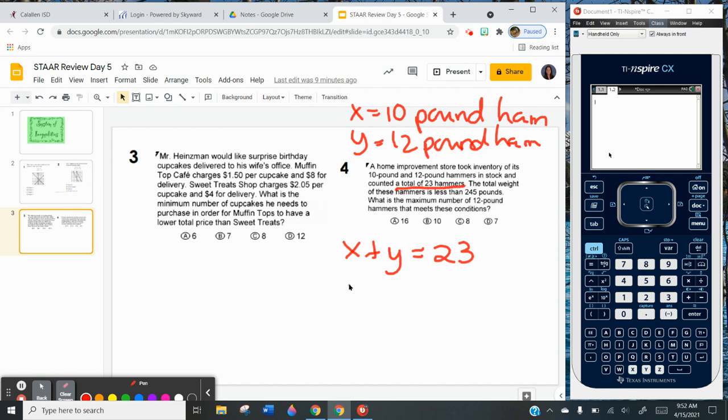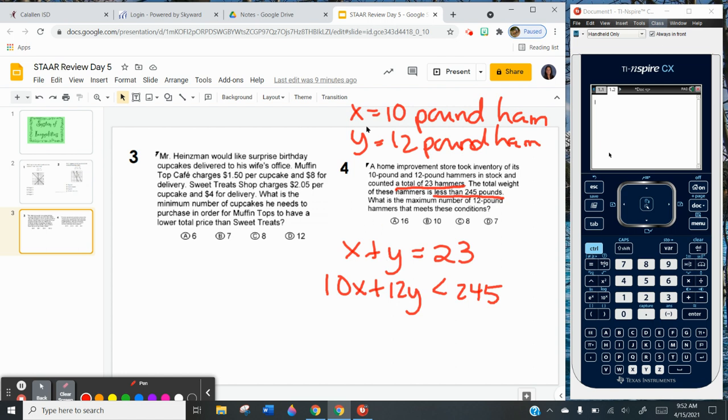The next thing we know is the weight. So it says it's 10 pounds for the x's plus 12 pounds for the y's. And it says that we have a total weight that is less than 245 pounds. So this is how I wrote my inequality. Next, it wants us to figure out the maximum number, so the most 12-pound hammers that meets this condition. So since we're looking for 12-pound hammers, we're solving for y.